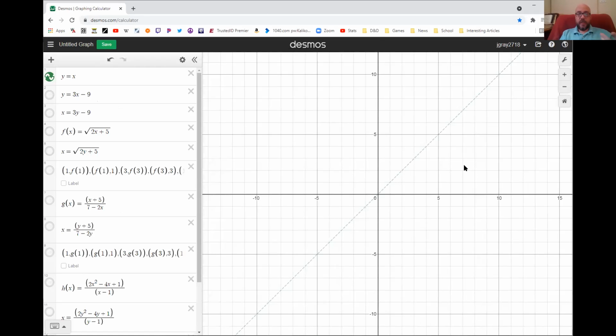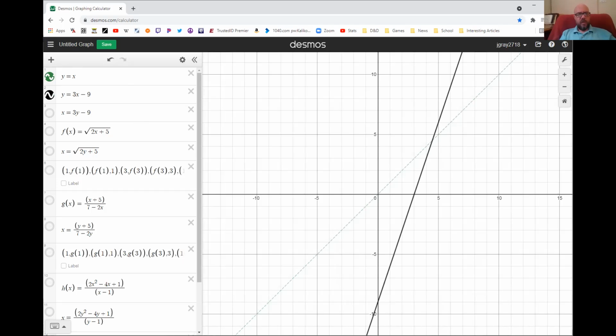y equals x, which it is. So I've graphed the line y equals x. It's a little faint here, but I hope you can see it there. And here is y equals 3x minus 9, as we'd expect, y-intercept of -9, slope of 3, nice and steep upward.